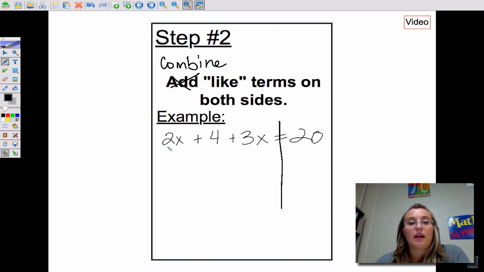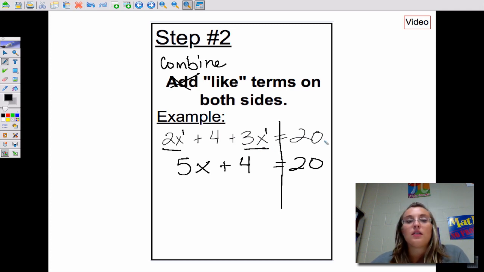So we're going to combine 2x plus 3x. It doesn't matter that they're not right next to each other. We know that they are alike because they both have an x to the first power. So we're going to combine 2x plus 3x equals 5x, plus 4 equals 20. If you have an x or like terms on one side of the equation, you're going to get those together next.